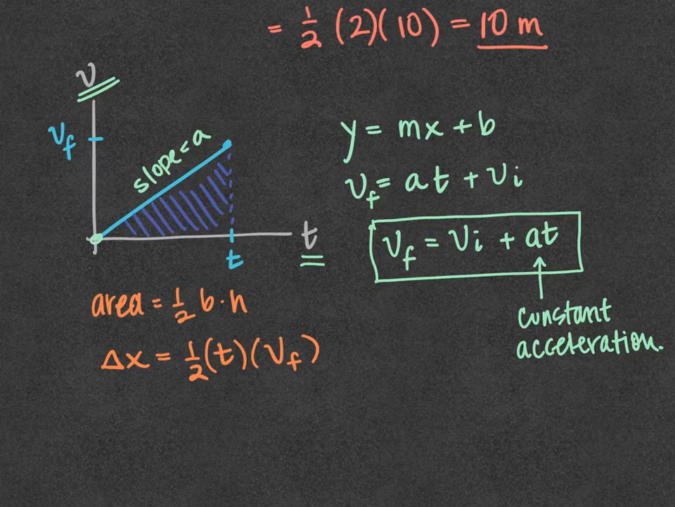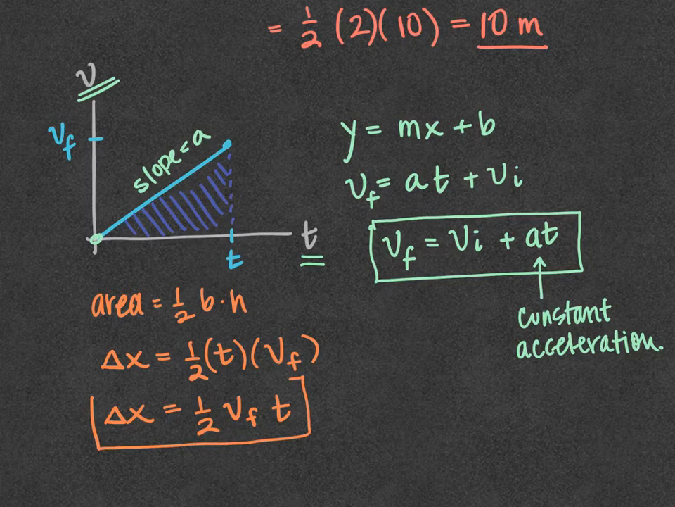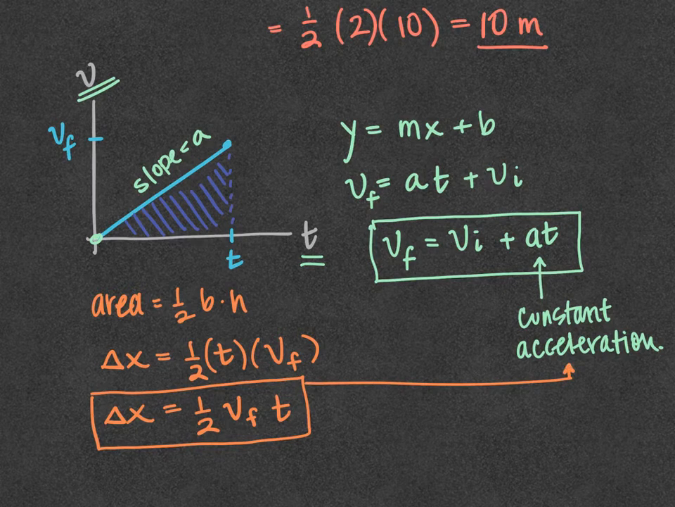I put parentheses here just so we would remember to multiply. Most of the time, if you see this function, you might see it as 1/2 v final times t. Now this is really important: this is only used again for cases of constant acceleration, and this must only be used if the initial velocity is 0. That's really important. This equation will not work if the initial velocity is not 0.